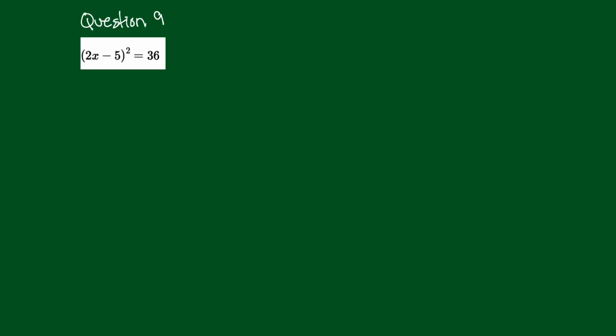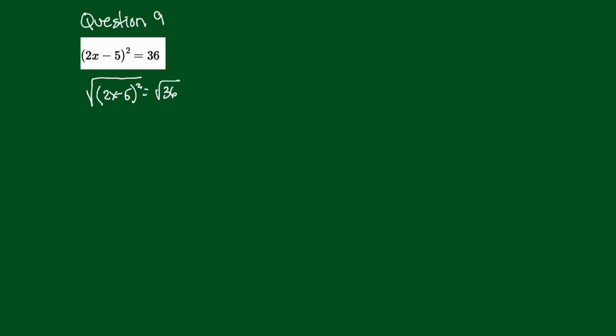Now here in question 9, instead of multiplying out this left side, why don't we just do this? I've got something squared, right? I have something squared on the left equals some number. Why don't I just take square roots of both sides? So I'll get the square root of the quantity 2x minus 5 squared equals the square root of 36.